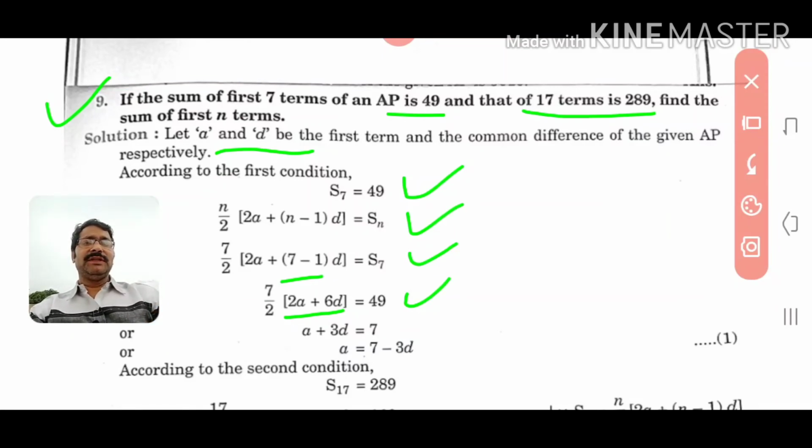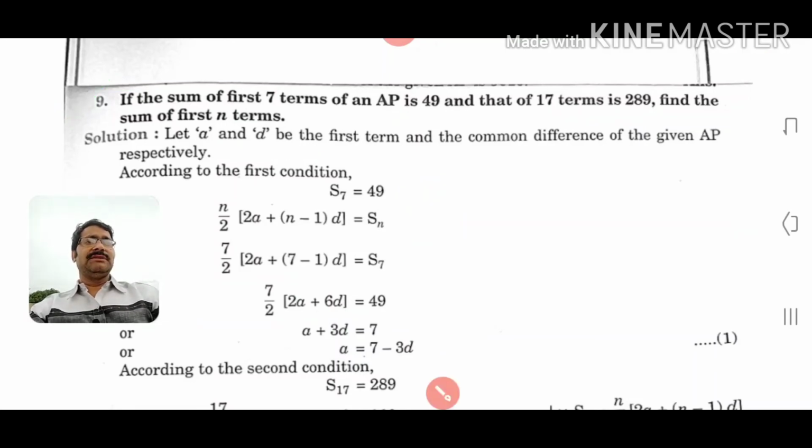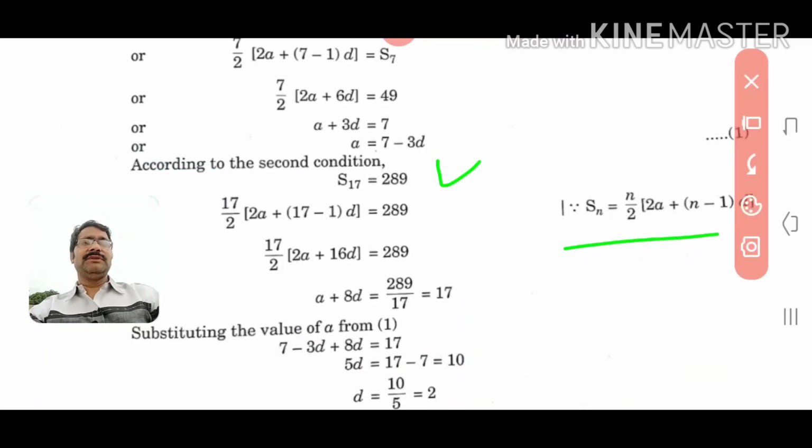So we will have here a plus 3d equal to 7. So we get the value of a equal to 7 minus 3d. Second is given to you: the 17th term is 289. You will use this formula. In place of n you put 17. So you get here 17 by 2, 2a plus (17 minus 1)d equal to 289.